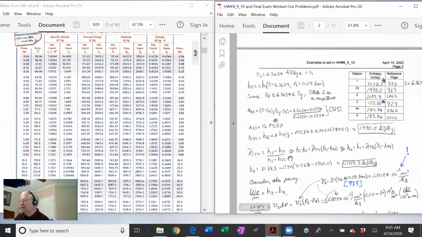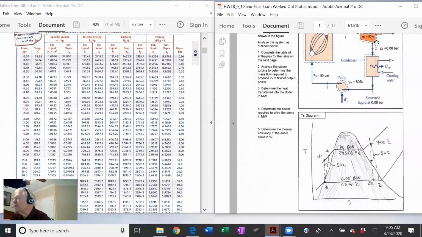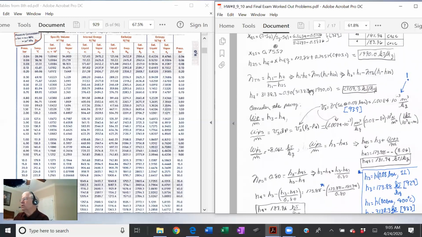So now we use the isentropic turbine efficiency equation. The isentropic turbine efficiency is equal to H1 minus H2 over H1 minus H2S. We're given the isentropic turbine efficiency is 90%. Let me make sure that's right. 90%, there it is right there. So now we just solve this equation. Just be careful and solve the equation for H2. That's the only unknown right here.